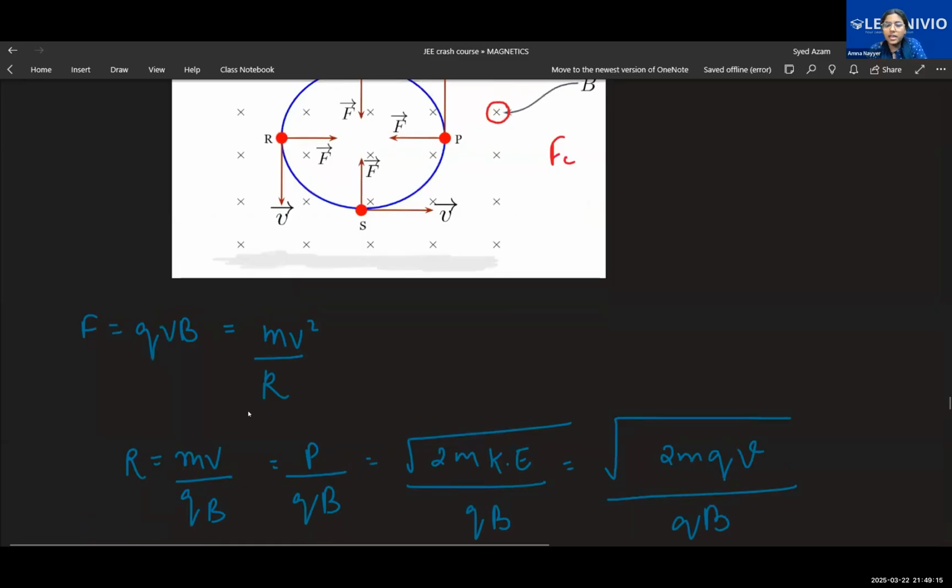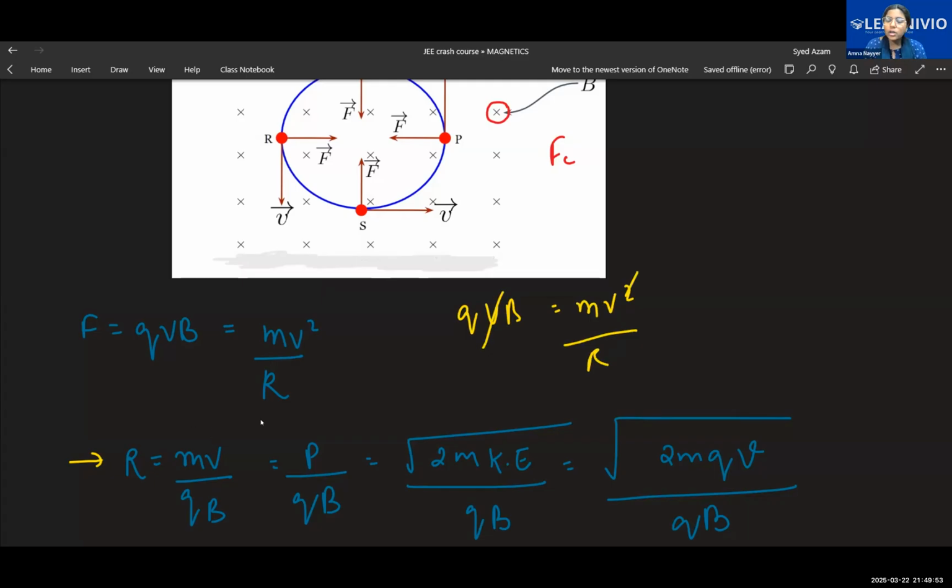So what all conclusions can we make? Now, these are important and you have plenty of questions from this, especially radius and velocity. Lots of questions are there in your JEE. Different particles will be given where charges and masses will be compared. So when we are talking about the radius, it is mv by qB. If you have qvB equal to mv square by r, one velocity gets cancelled. From here, r is mv by qB.